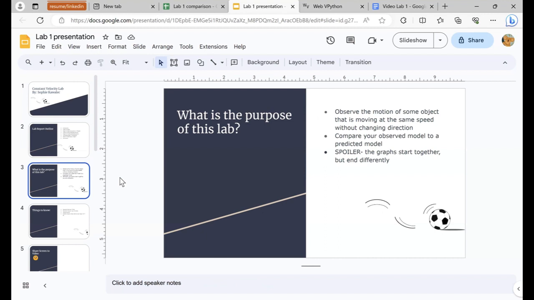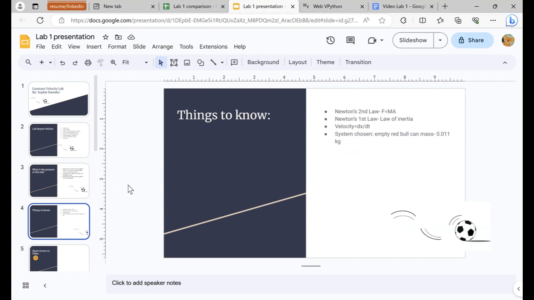without changing direction. And then I compared that with a model I created by coding it. And we'll see the results of how they start together, but they end differently, and how coding that created that result. So just some things to know beforehand.